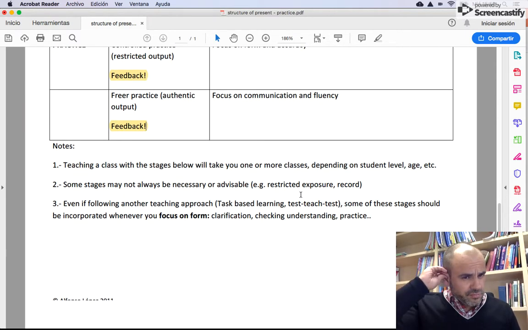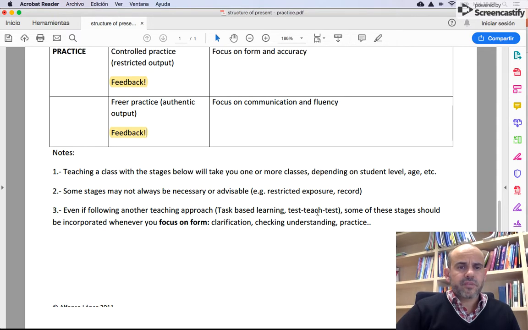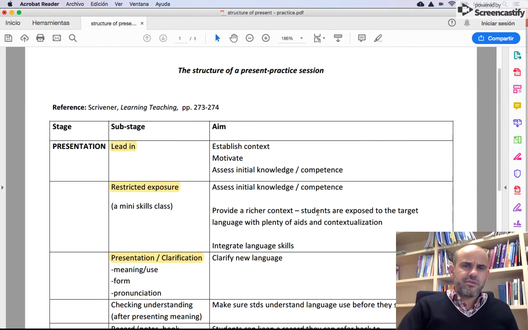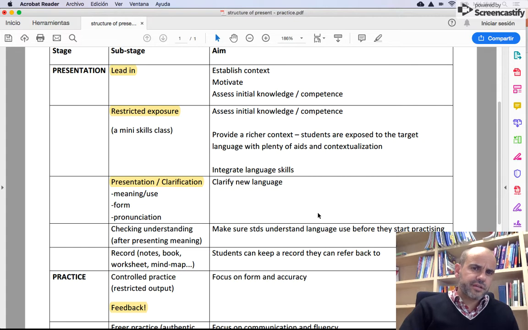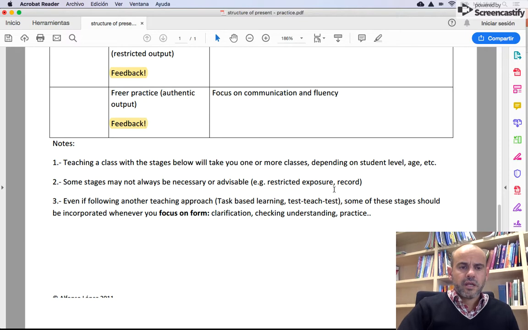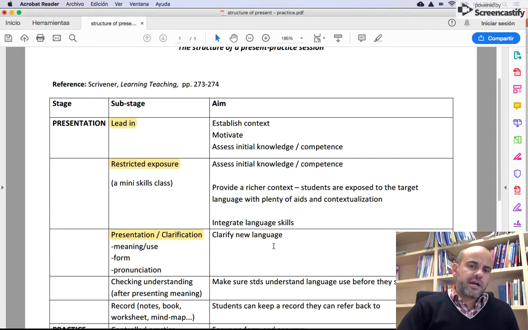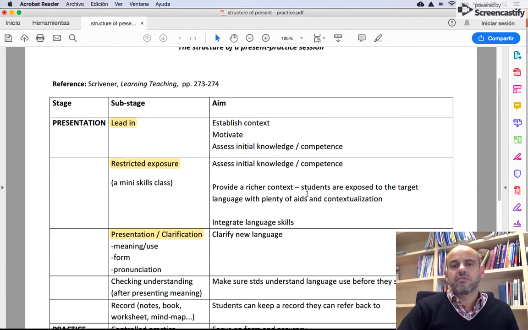To finish the video, a couple of remarks that we have here at the bottom of the document. Number one, I call this a sequence because we might choose to implement these stages in one single class or in several classes. It's going to depend on the level and on the age of the students. In some primary textbook materials, it's quite common to see these stages spread out across several classes. Some stages may not always be necessary. So you could do lead-in followed by presentation and clarification without restricted exposure.